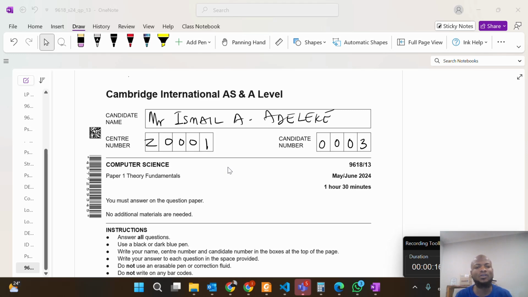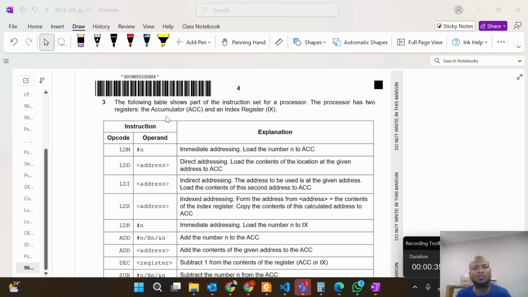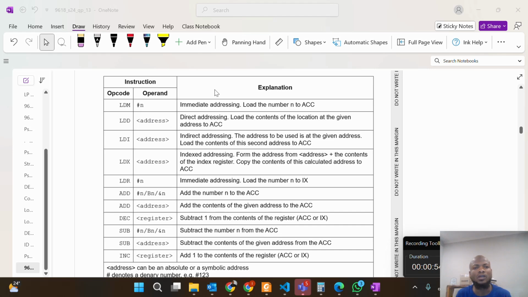In today's session, I will walk you through solving question 3 of this year. So let's start. The following table shows part of the instruction set for a processor. The processor has two registers, the accumulator and an index register. So these are the assembly language instructions and the explanation.